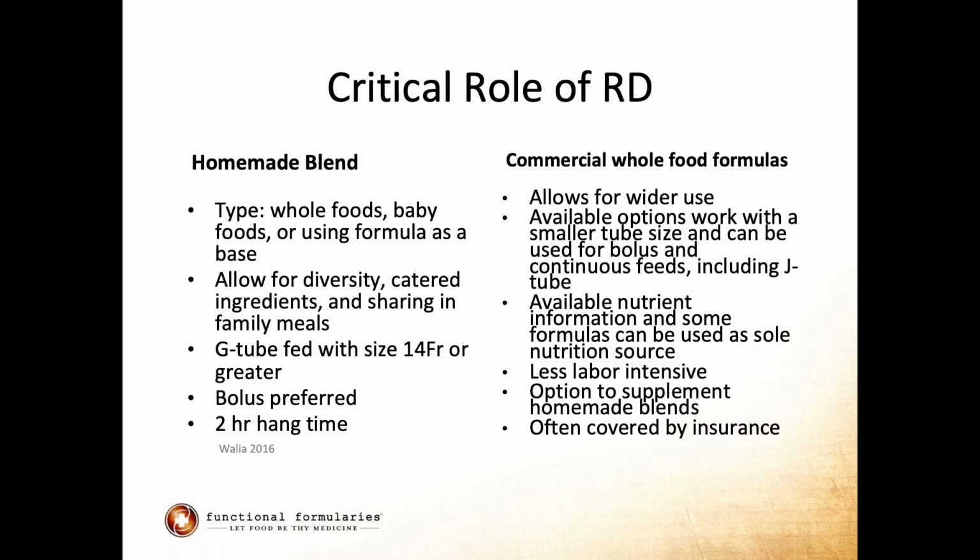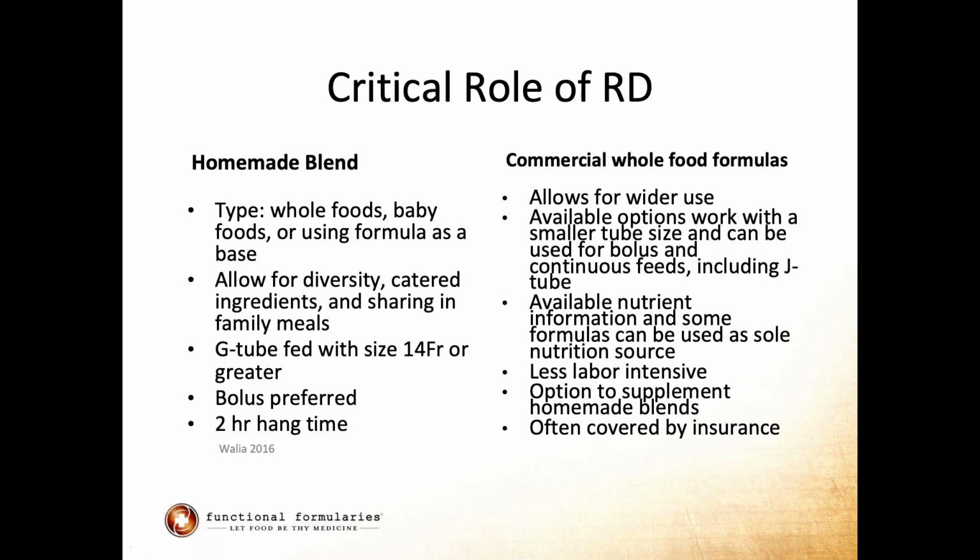The commercially prepared blenderized formulas allow for wider use. If an individual is traveling or on the road, or they need something when they're in a pinch, having a commercially prepared option already in a bag available to go can be a lifesaver. The options that are out there for blended commercial formulas work with a variety of feeding tube sizes, so not just a 14 French. Again, some of these blenderized diets can be used in more narrow tube feeding sizes, such as GJs or J-tubes. The commercial blended options also do contain available nutrient information, and some of those formulas can be used as sole source nutrition.